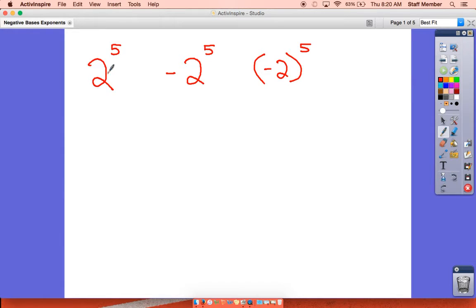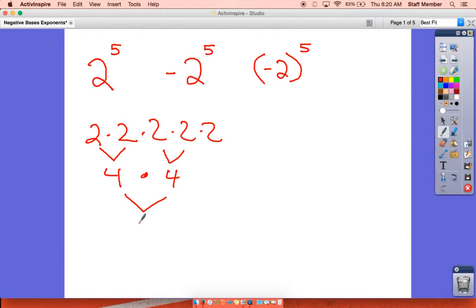So here's something you would have seen before, 2 to the 5th power, which would just be 2 times 2 times 2 times 2 times 2. There's a lot of ways to put this together. I usually go like this and that, and then 4 times 4 is 16, and then I've used these 2's, so all I have left is that times 2, so it's 32. That's something you would have known already.